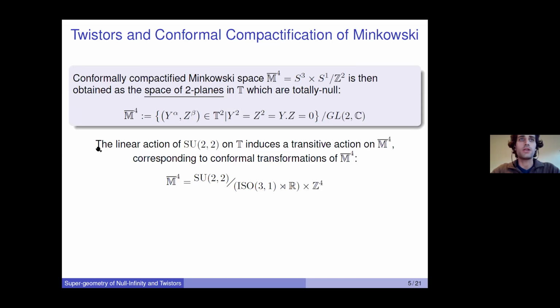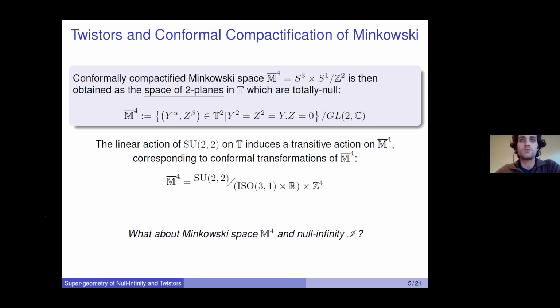Now you have a linear action of SU(2,2) on the twistor space, which induces an action on this conformal compactification, which is just the action of the conformal transformations. In particular, this conformally compactified Minkowski space is a homogeneous space for the conformal group. Good, so at this stage it's all conformal geometry.